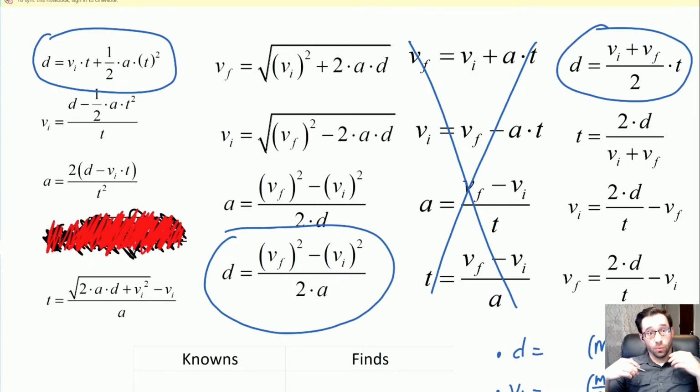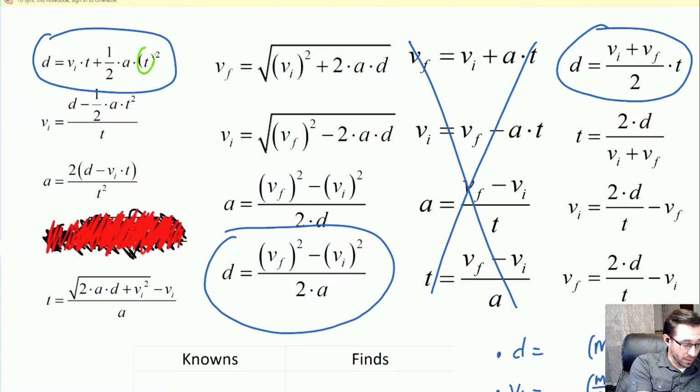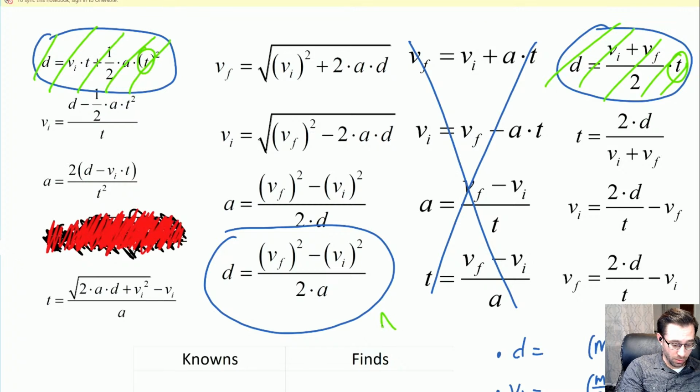Now, we can immediately knock out any of the ones that have time. So this one has time here, so this one's gone. This one has time, so that one's gone. This is the only one that does not have time, and that's the only one that's left.